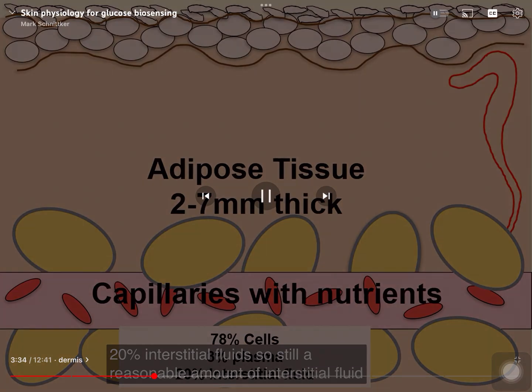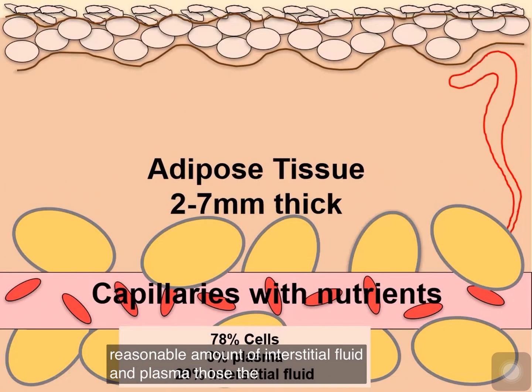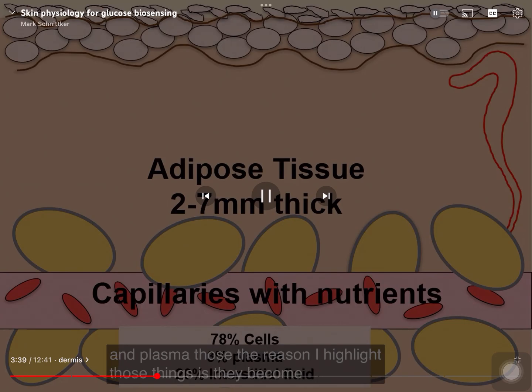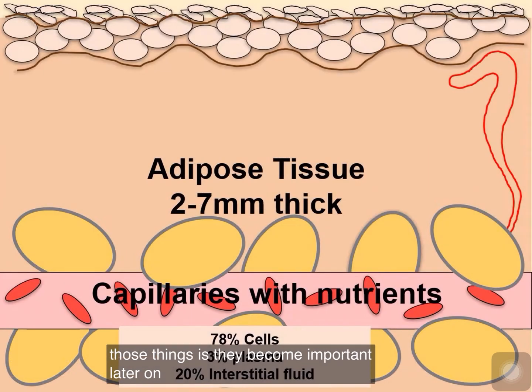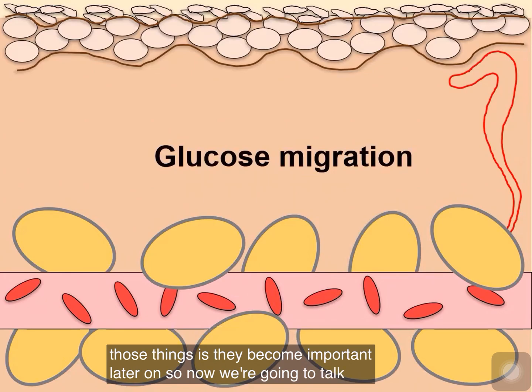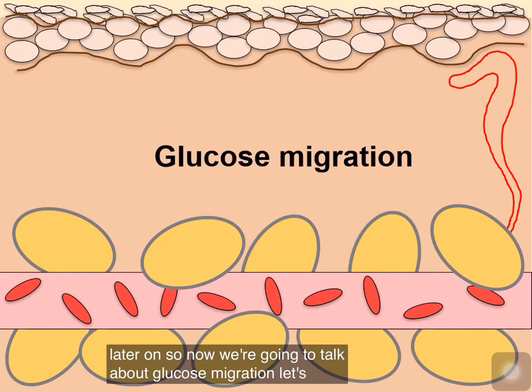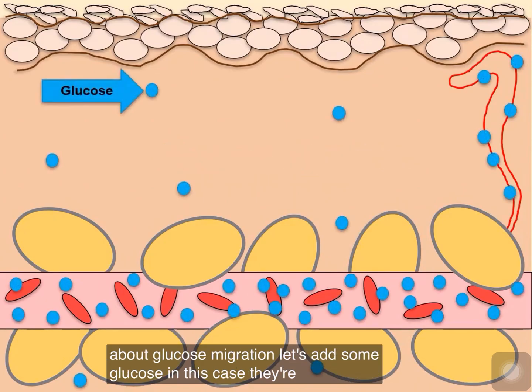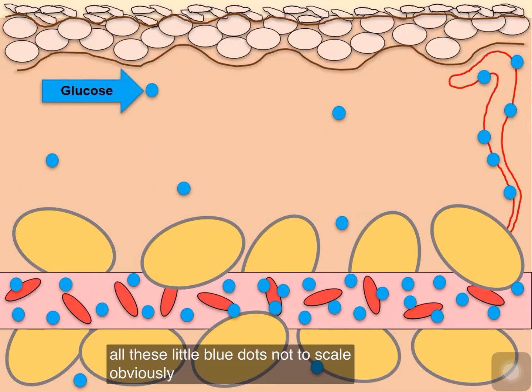amount of interstitial fluid and plasma. The reason I highlight those things is they become important later on. So now we're going to talk about glucose migration. Let's add some glucose. In this case, they're going to be all these little blue dots, not to scale, obviously, but we need to be able to see them.